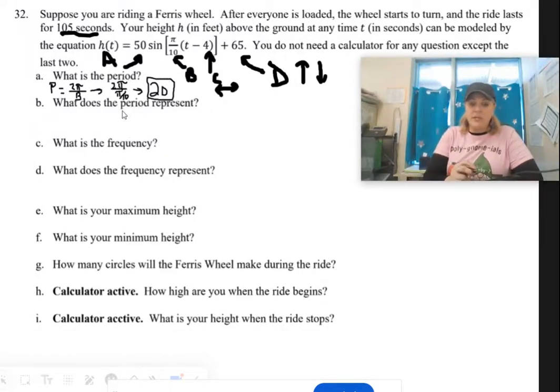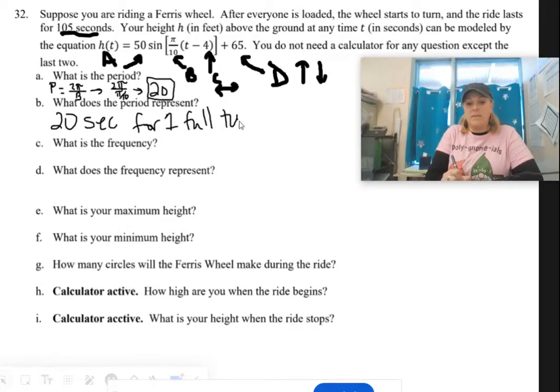Okay, what does the period represent? For every period cycle, it takes 20 seconds for one full turn of the Ferris wheel. Okay, what is the frequency? The frequency is always the reciprocal of the period, so 1/20th. What does the frequency represent? That means that the ride rotates 1/20th every second.